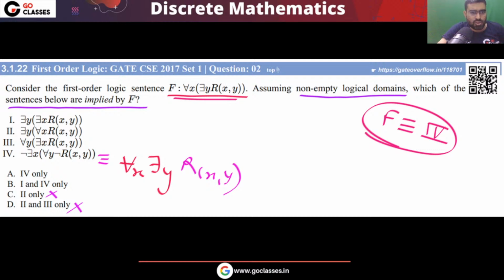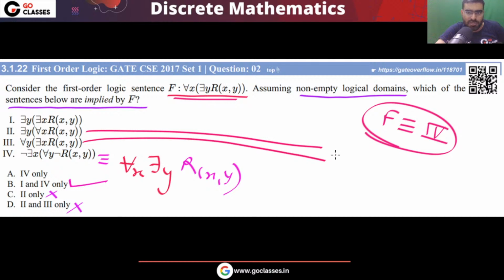The remaining options you can try. I am not going to do them. You will try the remaining options, but the answer will be option B. I give you the remaining options as homework. Please do them. The remaining two options are your homework. Is this clear? Ratul, Sumant?